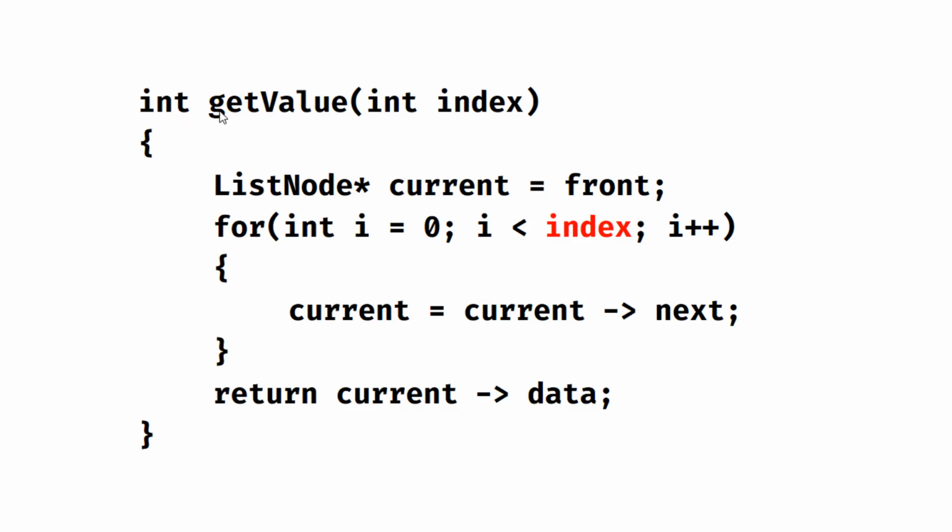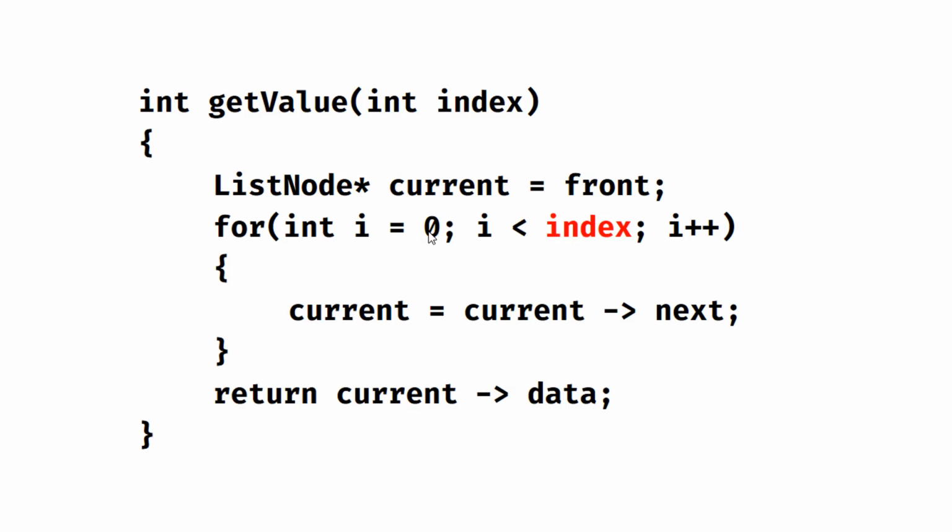This is the implementation. So we have a function called get value, or you can call it get. It takes index as argument. It should be integer. We create a temporary pointer called current, and then we assign the value of the front to the current. So both current and front are pointing to the first node in the list. We created a for loop starting from 0, and it has to be less than the index. So for example, in the previous diagrams, we were looking for the value at index 2. So this index is going to be 2.